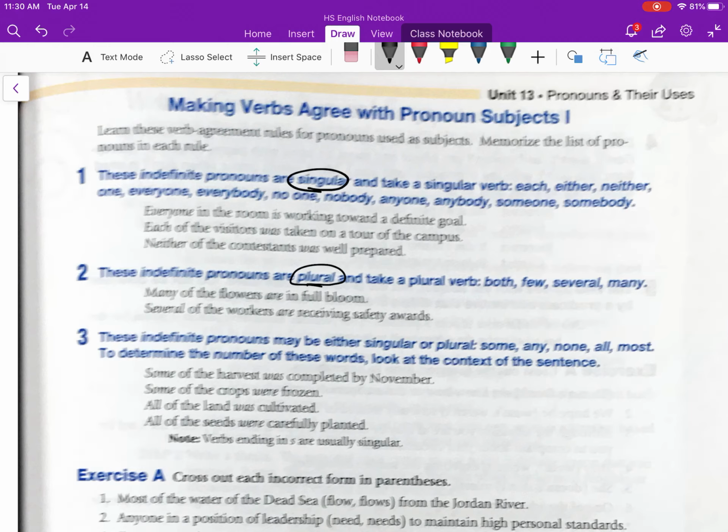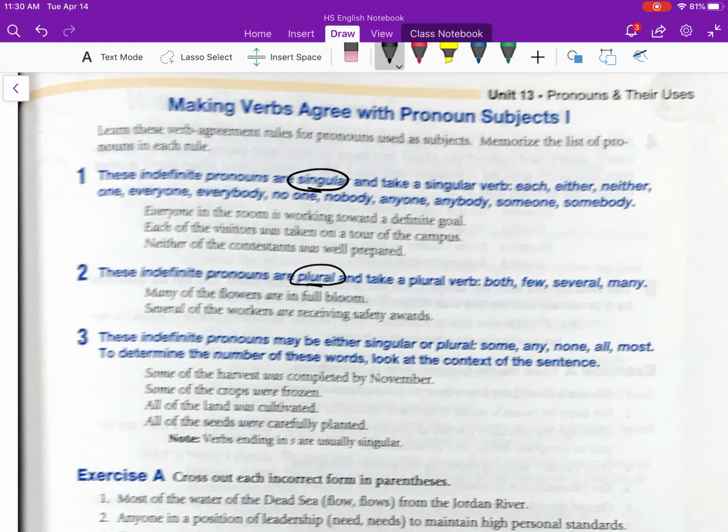Well, you've got to determine the number of these words. To determine the number of these words, look at the context of the sentence. So some of the harvest was completed by November. So the word was is singular. Now this one is just obvious. I don't even really have to explain it. The other option here would be the word were. So some of the harvest were completed by November. That doesn't make any sense, and so it's going to be was.